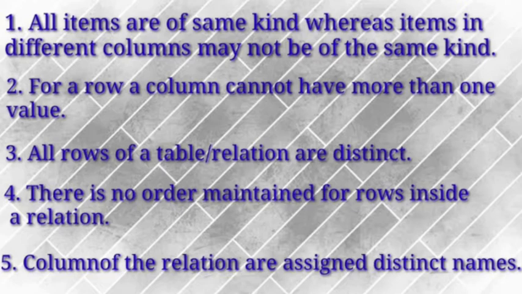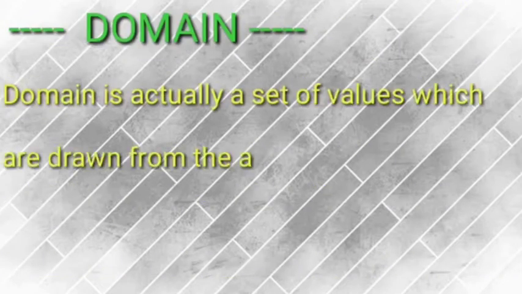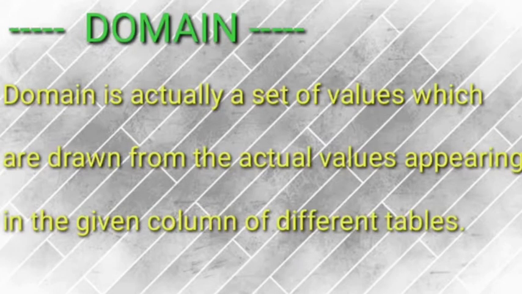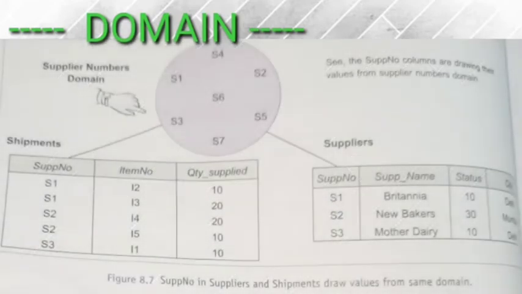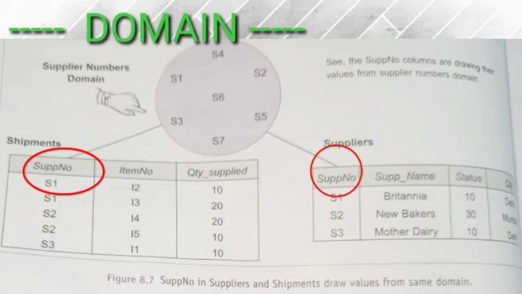Now let us look into some other terminology, which is domain. Domain is said to be actually the set of values which is derived or drawn from the actual values of two different tables or many tables. For example, there are two tables which contain the same field, which is a unique field, for example, a supplier number field. Now you have written a query to access the information from both the tables, but you are accessing the value through that particular field. That is called a domain. If you are accessing through a supplier number field, that will be called a domain.